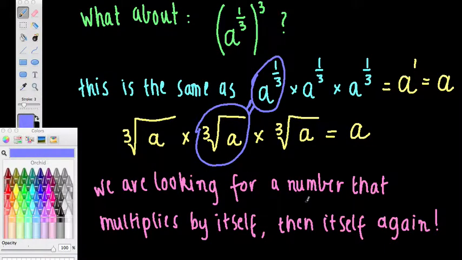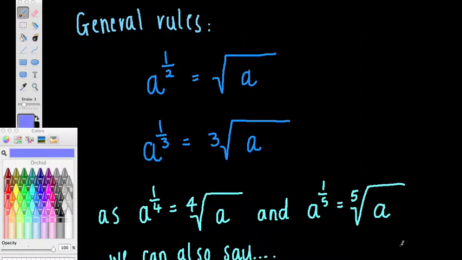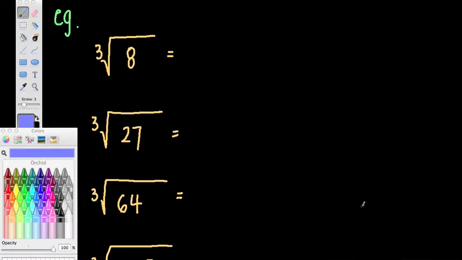Now I'll bring up another slide where I've summarised these rules. There they are. A to the half is equal to the square root of A. A to the third is equal to the cube root of A. Before I go on, I did want to look at some cube roots just to make it a little bit more clear, hopefully.